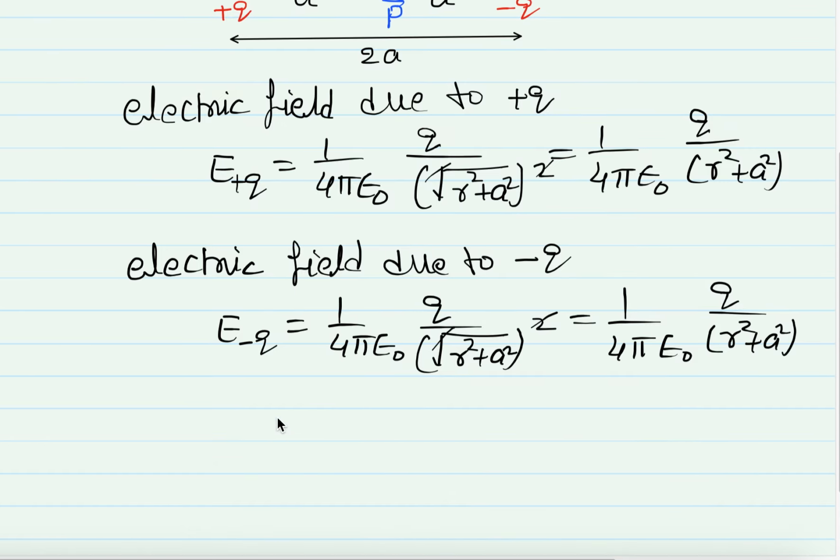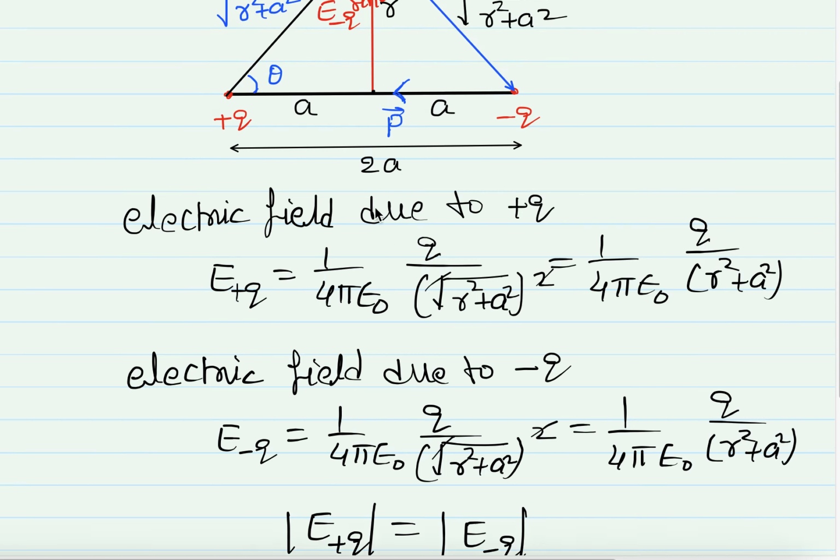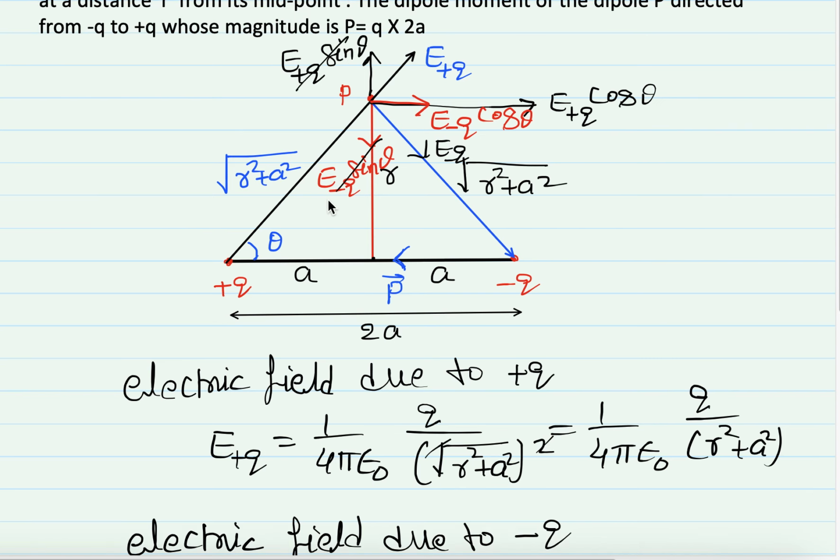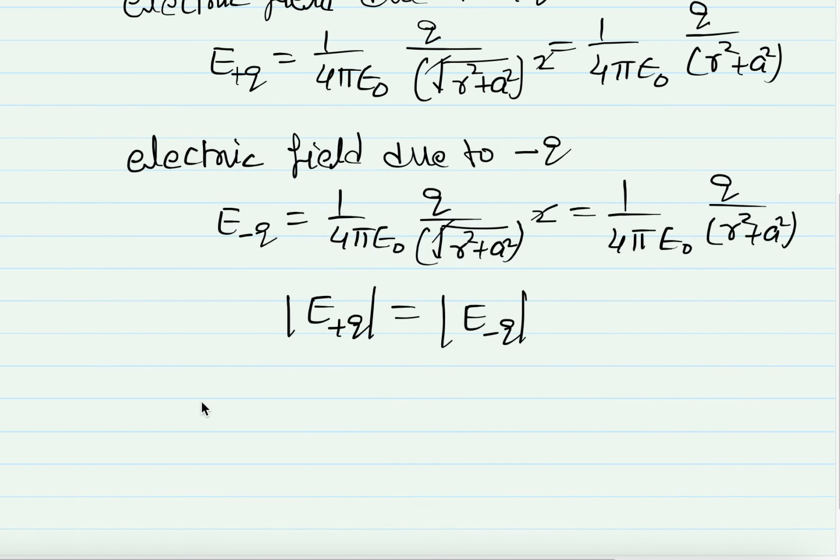So here the magnitudes are both equal. The magnitude of electric field due to positive charge is equal to the magnitude of electric field due to negative charge. Both are equal in magnitude but in different directions. So these electric fields are resolved into components, and because the magnitudes are equal, the vertical components will cancel each other and the horizontal components will add up. So the net electric field E is equal to E plus q cos theta plus E minus q cos theta.